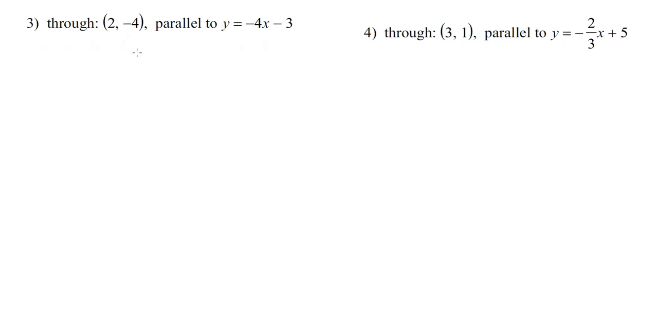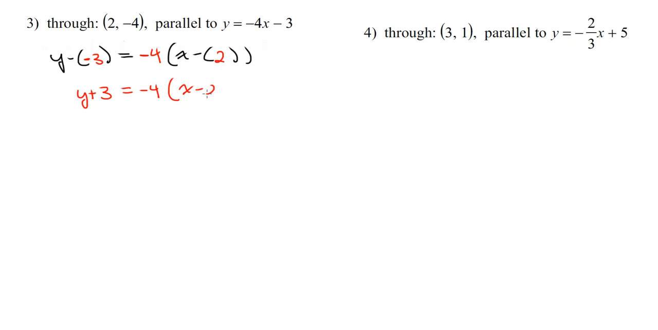All right, write an equation parallel to the line y = -4x - 3 that passes through the point (2, -4). All right, y - y1 = our slope times (x - x1). Our slope is -4. Our y1 value is -4, and our x1 value is 2. So y - (-4) becomes y + 4 = -4 times (x - 2).